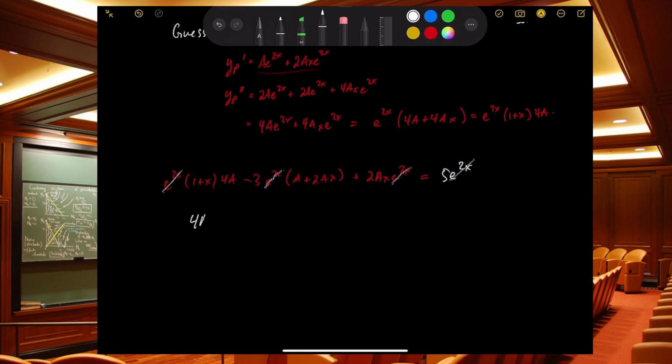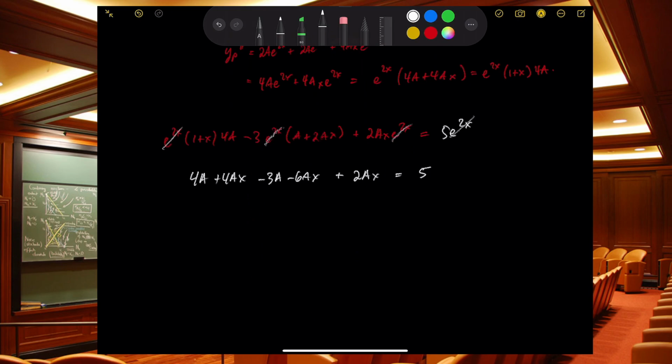We're left with 4a plus 4ax minus 3a minus 6ax plus 2ax equals 5. And then run all this through. So 4a minus 3a gives us a. 4 minus 6 plus 2 gives us 0x, which tells us that a must equal 5.